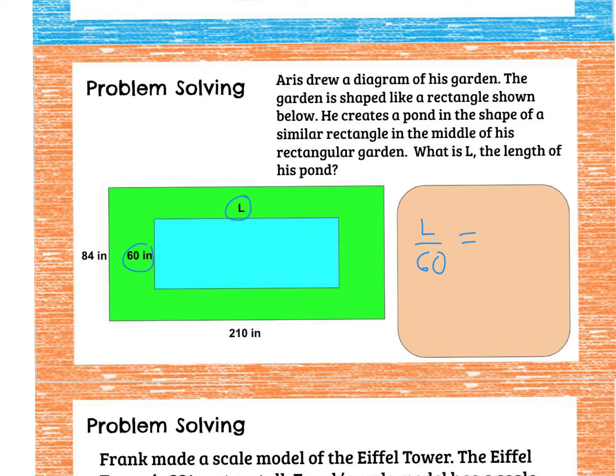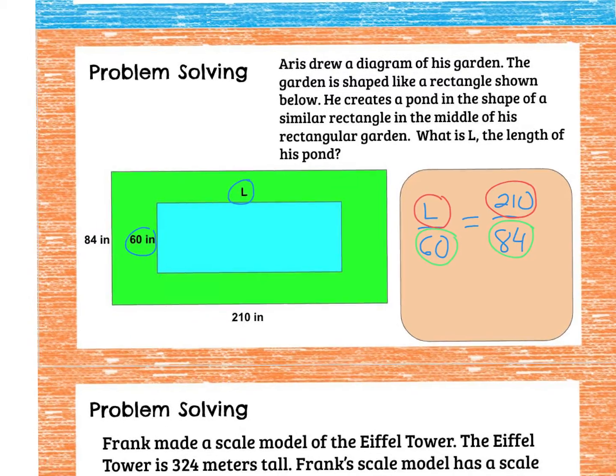If I have the length, it needs to go with the length of the big rectangle, right? So we have 210. I also have 84 for the width. So make sure you pay attention that length will go with length and width will go with width, right? And then you can cross multiply, or you can simplify before you cross multiply. All right, I'm not gonna do that job because you're gonna cross multiply and divide. Next one.